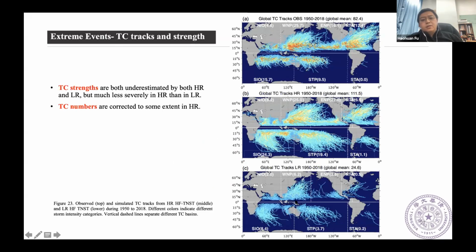If you compare with the low resolution, the low resolution very clearly underestimates the number of tropical cyclones. The high resolution is closer. The TC numbers are corrected to some extent, but of course in this case it's overestimated a little bit. But if you look at the patterns, it's also coming closer to the observations.